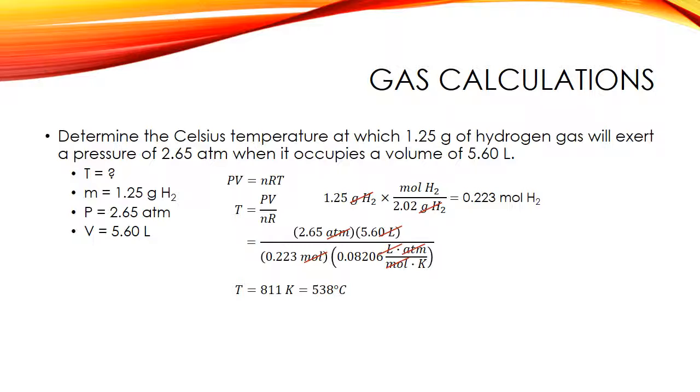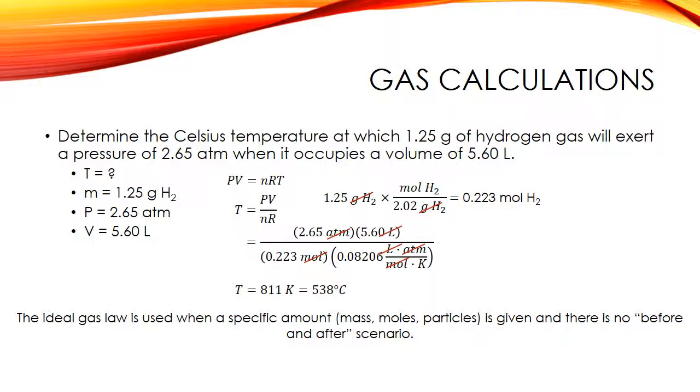So if you plug all that in, you'll get 811 Kelvin. And then converting it to Celsius, remember subtracting 273.15, that will give you 538 degrees Celsius. So the moral of the story here is that we use the ideal gas law when we have a specific amount of gas. Whether that means we're told the mass of it, the number of moles of it, or how many particles we have.